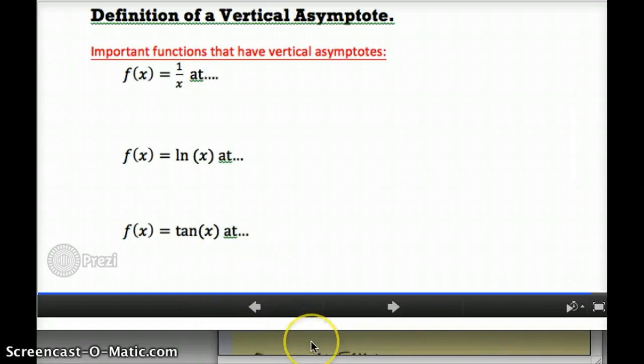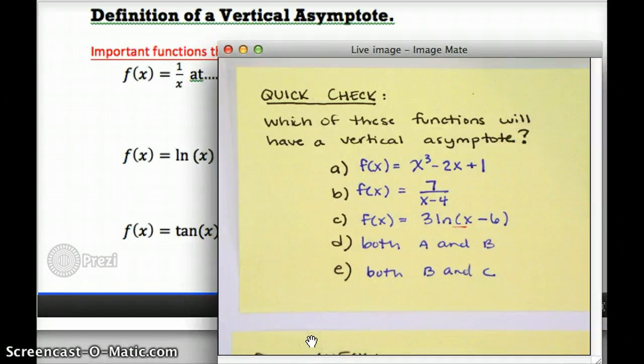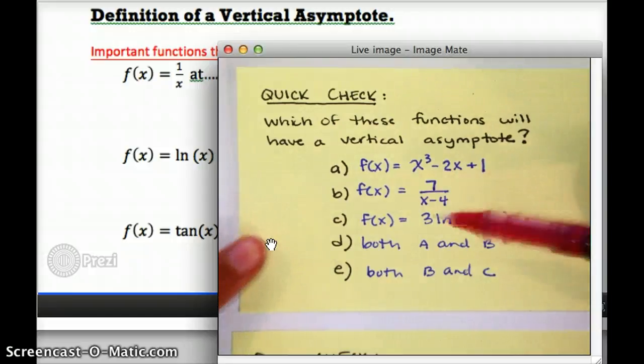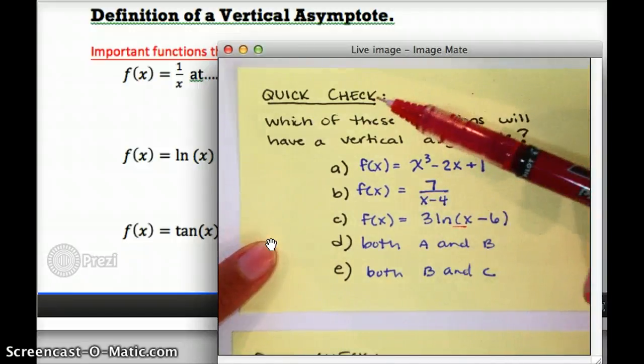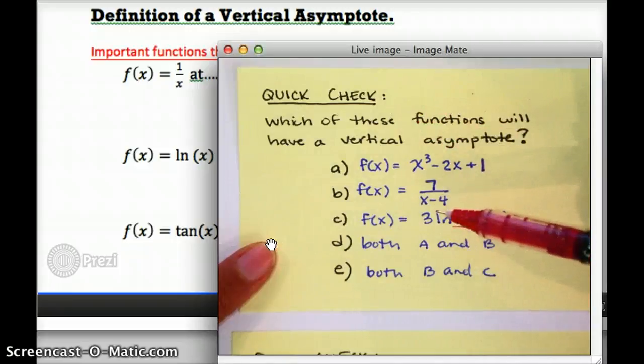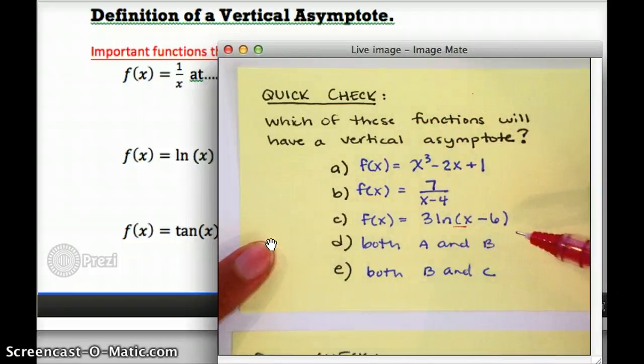Let's start with a little check to see if you understood. You have three functions right here, a, b, and c. Which one of these have a vertical asymptote? Great, so you just saw that b and c both have vertical asymptotes. You should have done this without a calculator, hopefully, and all you need to do is recognize that this function is related to that first one that you're memorizing. It's a reciprocal, it has an x on the bottom. And this is a natural logarithm function. These two have vertical asymptotes, polynomials don't.